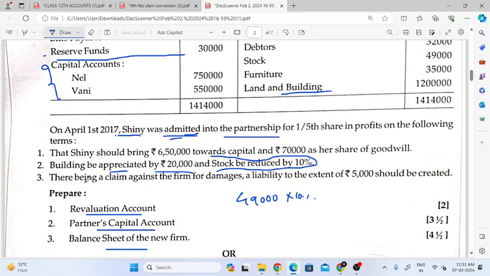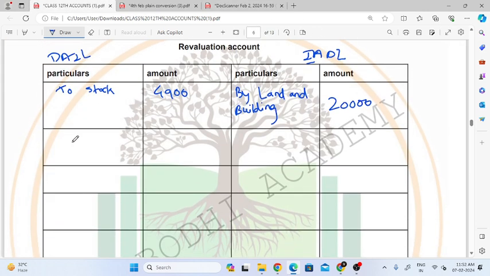So the next is, there being a claim against the firm for damages, a liability to the extent of 5,000 should be created. So 5,000 they have given as a claim for damages. Since it is an adjustment, and an adjustment has got two effects, claim for damages is going to go on this side, to claim for damages, which is 5,000.